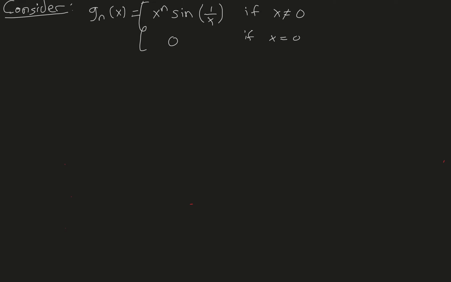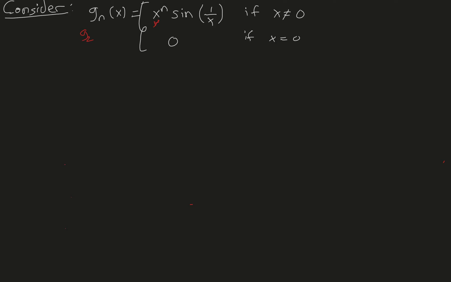This is a very famous example that you'll see in many analysis textbooks. Let g_n of x be x^n sine of 1 over x when x is not equal to 0, and 0 when x is equal to 0, where n can represent, for example, for g_2, x squared.